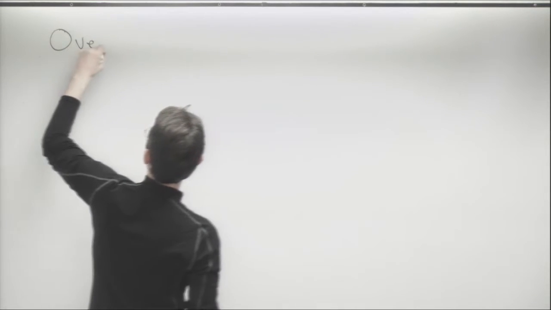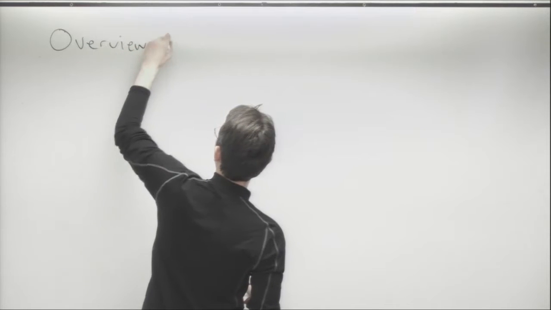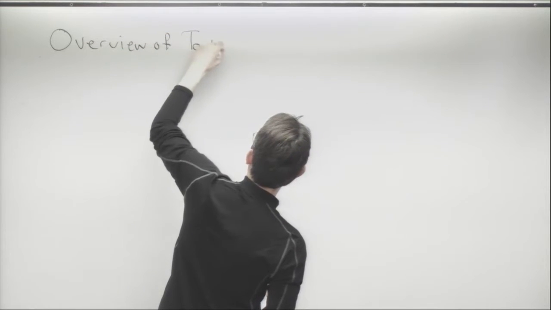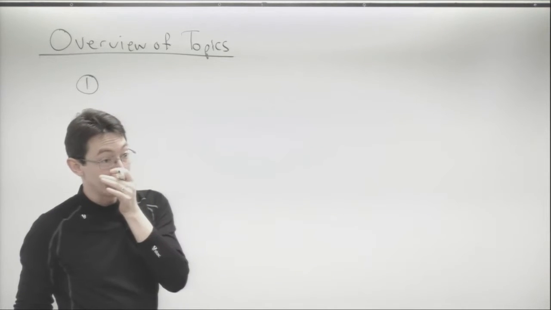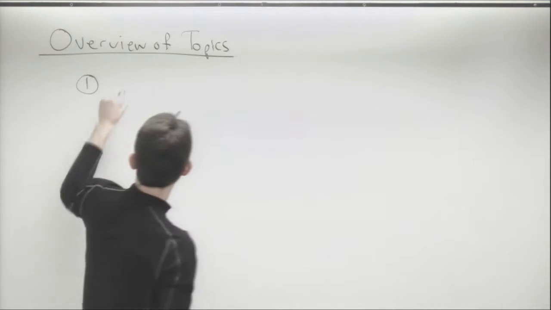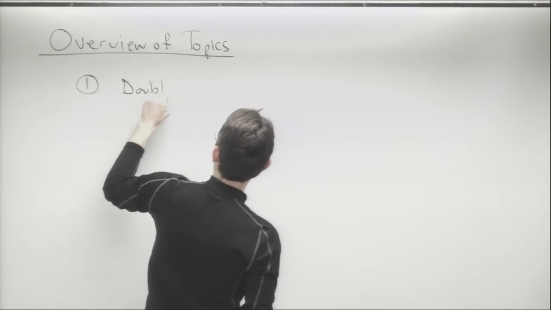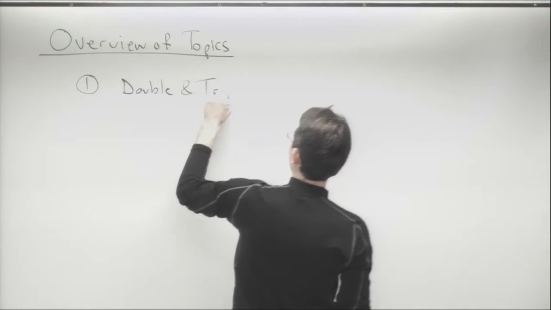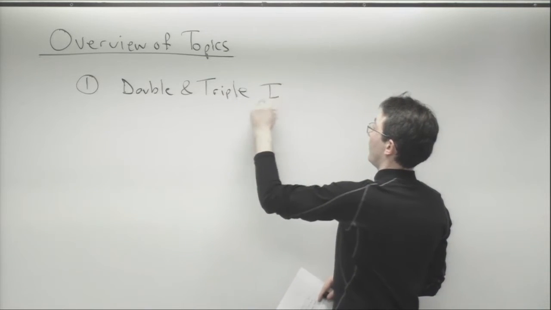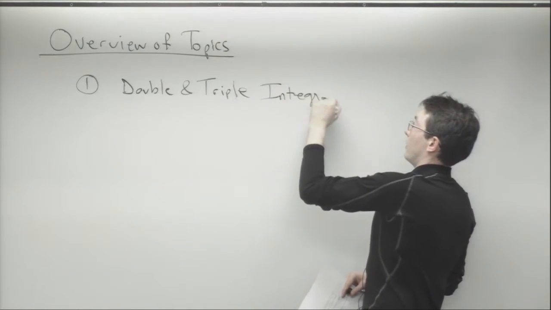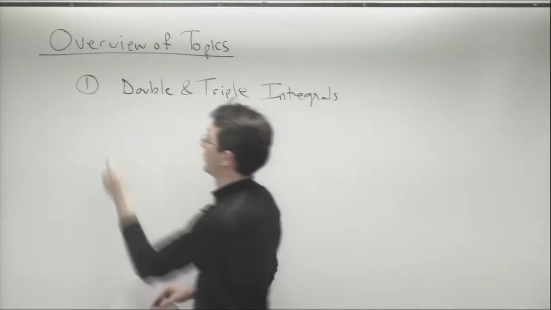Okay, so just the topics. Overview of topics. So first we're going to talk just very briefly about double and triple integrals. Triple doesn't have two p's. Okay, then we're going to talk about Gauss's divergence theorem.